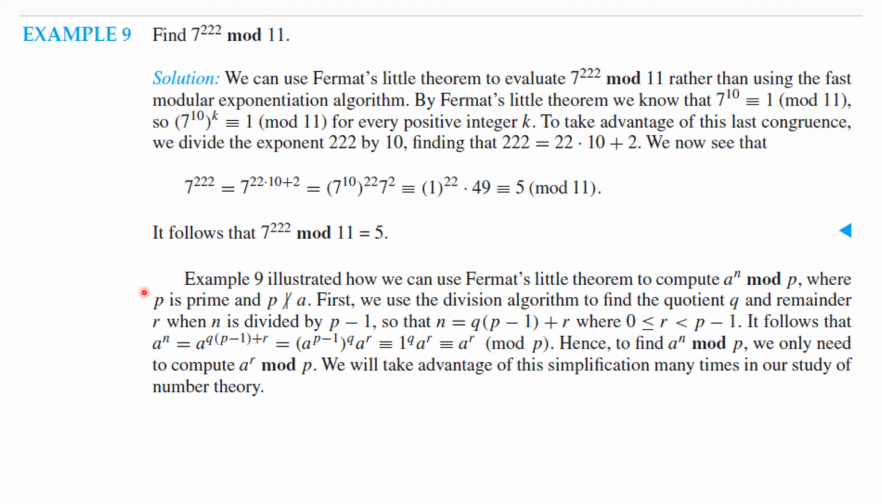So this illustrates how we can use Fermat's little theorem to compute a to the n mod p, and use this to calculate larger ones. Here's the general statement of the properties of exponents. Hence, to find a to the n mod p, we only need to compute a to the r mod p. We will take advantage of this simplification many times in our studies of number theory and encryption.